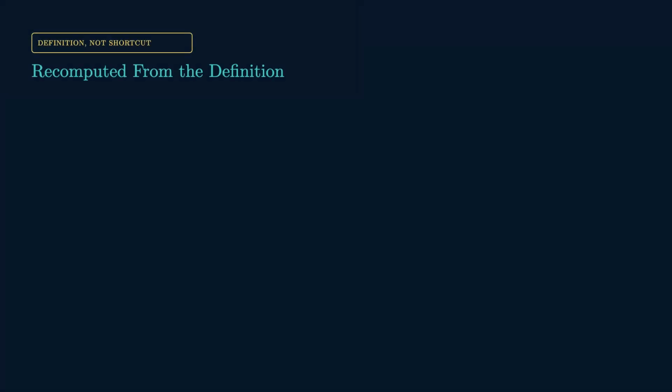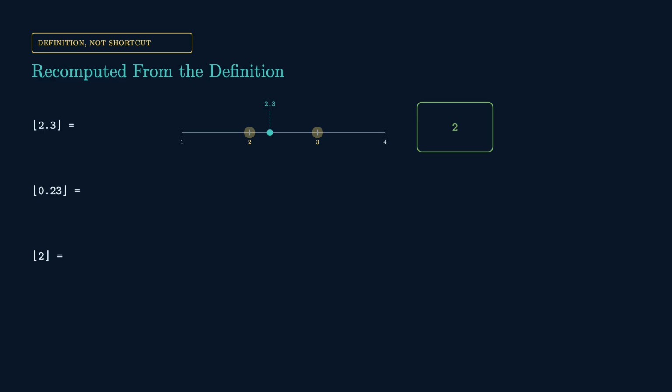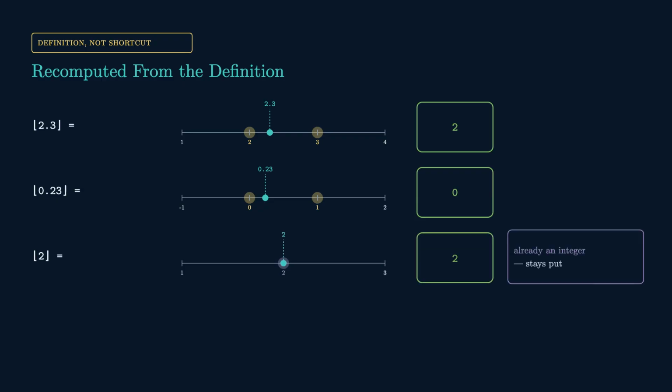Recomputed from the definition, not the shortcut. 2.3 lands between 2 and 3, so floor is 2. 0.23 lands between 0 and 1, floor is 0. And 2? It's already an integer, it's sitting right on the tick, so it just stays put at 2. All fine so far. Then there's this one.